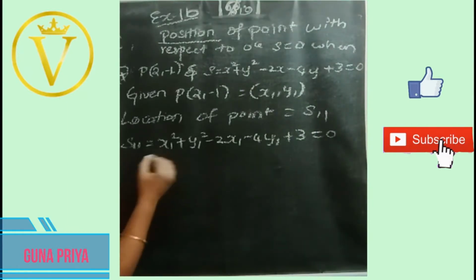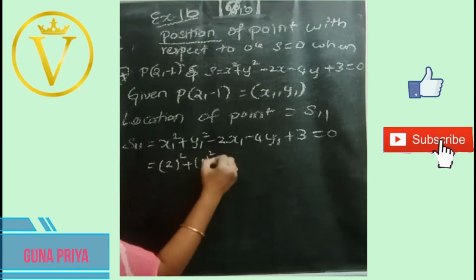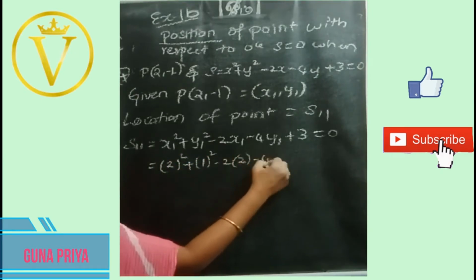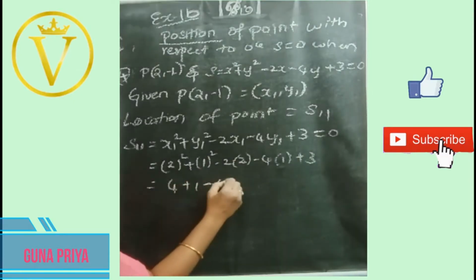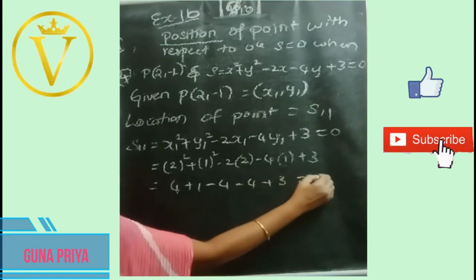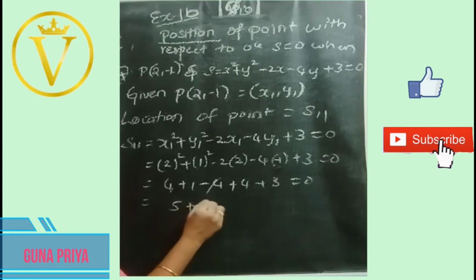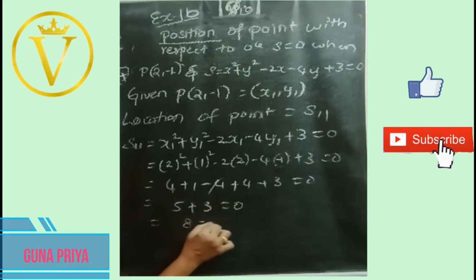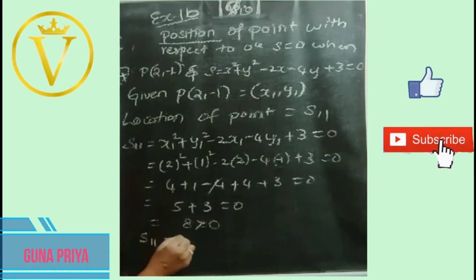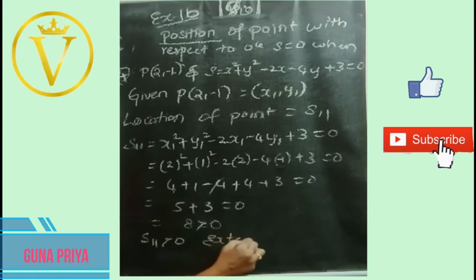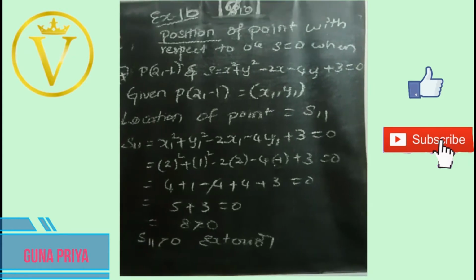Very simple. Now substitute the point: 2 whole square plus 1 whole square minus 2 into 2, minus 4 into 1, plus 3. So 4 plus 1 minus 4 minus 4 plus 3. Here the 4s get cancelled, so we get 5 plus 1, equals 2, so S11 is greater than 0, which is exterior. Okay, very simple. They can ask these types of questions for 2 marks.